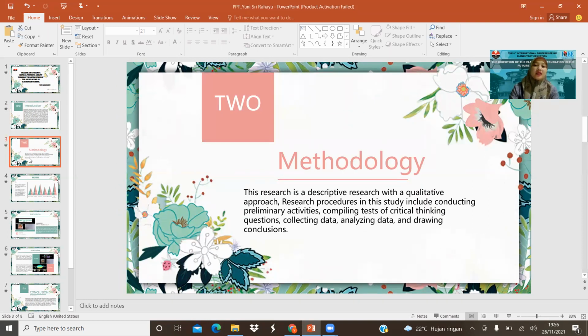This research is a descriptive research with a qualitative approach. The research procedure in this study includes conducting preliminary activities, compiling tests of critical thinking questions, collecting data, analyzing data, and drawing conclusions.